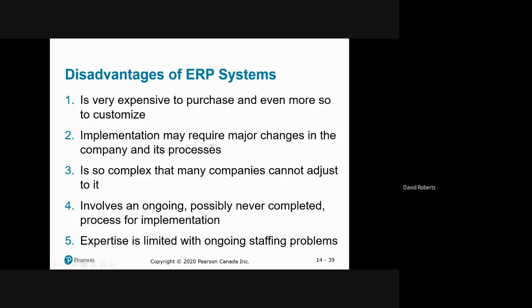So disadvantages: very expensive, and very expensive to train people, right? Point number 3, it's so complex that many companies just cannot adjust. Some companies have tried to do it, and it just overwhelms them. The people can't handle the new system. It's so expensive. There are companies out there who also do products like Visual Manufacturing, but SAP is by far and away the most common.